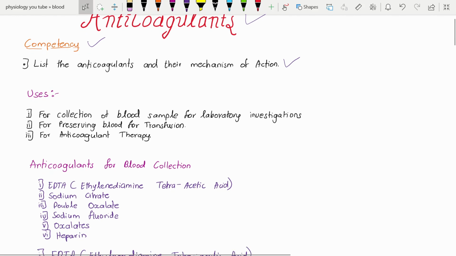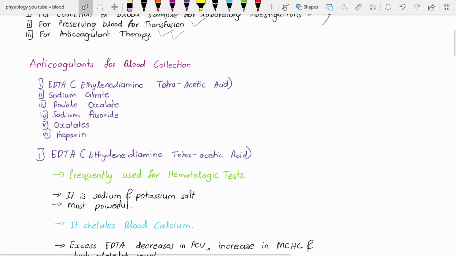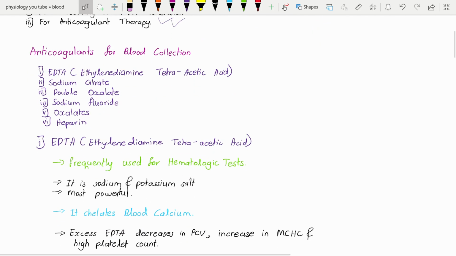Okay, why do we require anticoagulants? It's for collection of the blood sample for laboratory investigations, for preserving the blood for transfusion, and for anticoagulant therapy. You know these two. I will explain this very clearly so that you can understand better. First, we will discuss those anticoagulants for blood collection.